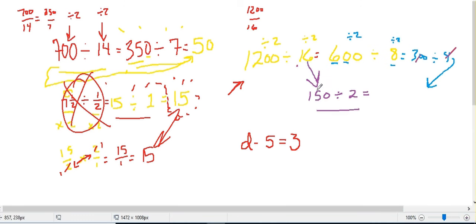150 divided by 2, or 15 divided by 2 would be 7.5. That's because of this. Let's move that decimal over 1. I think it comes out to 75. Feel free to check this on your calculator.